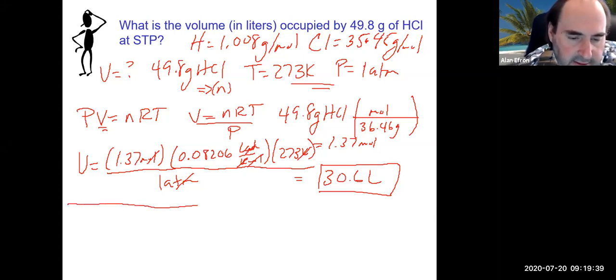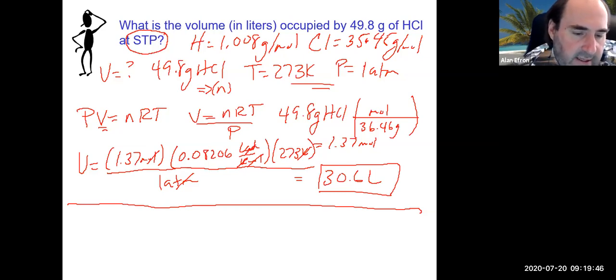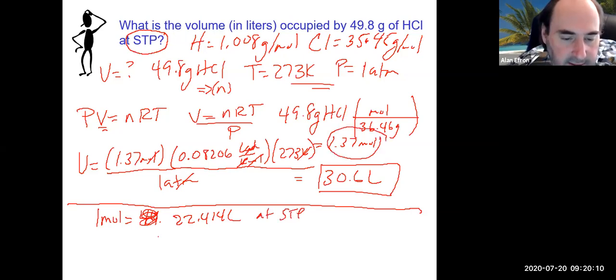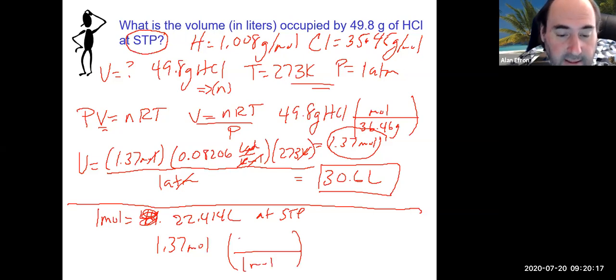As you can see, you could use the ideal gas law. But perhaps some of you remember what we were just talking about, that we are at STP conditions, which means at STP conditions, one mole of any gas will equal 22.414 liters. That means that once we got to this part here with our moles, we could take 1.37 moles and use this as a conversion factor, that one mole is 22.414 liters.